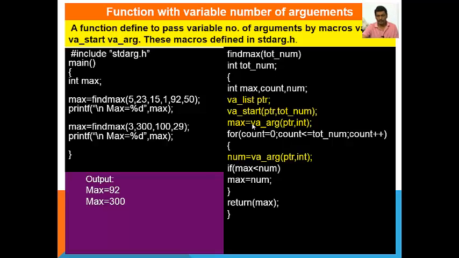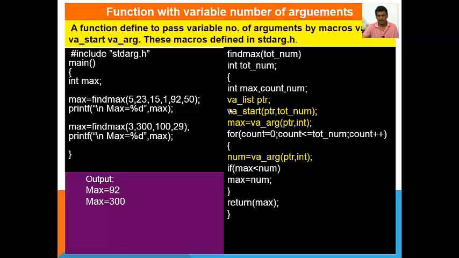So max equal to va_arg. This is the third macro. Within the brackets, ptr comma int. If we want to handle an integer value, here we put int. If we want to get a float value, here we put float. In this case, we want to get an integer value, so here we put int.